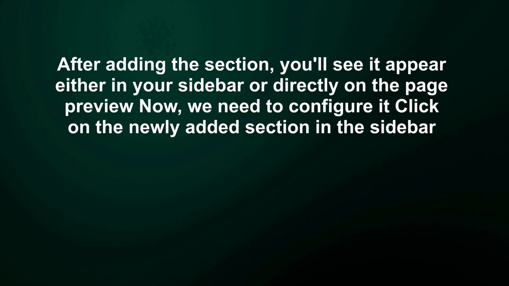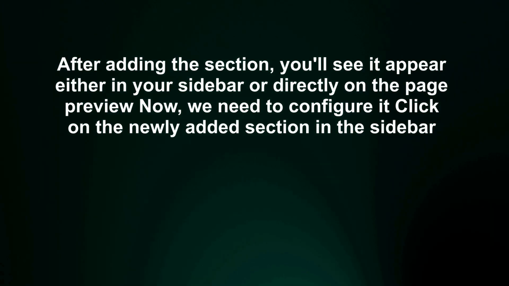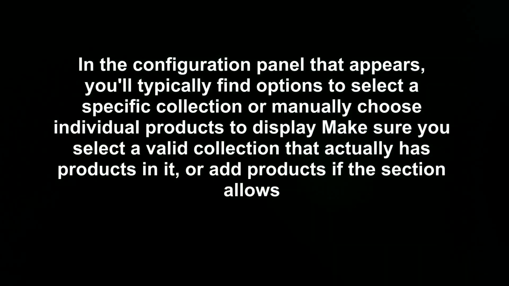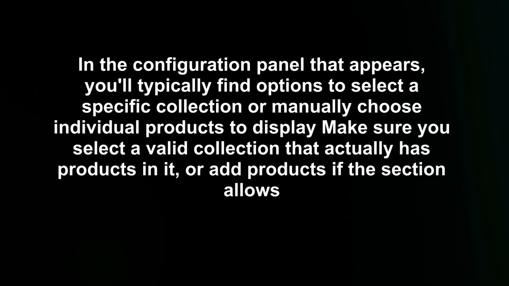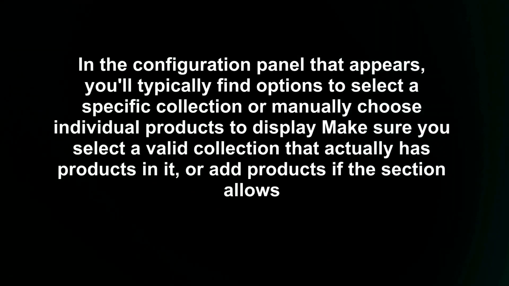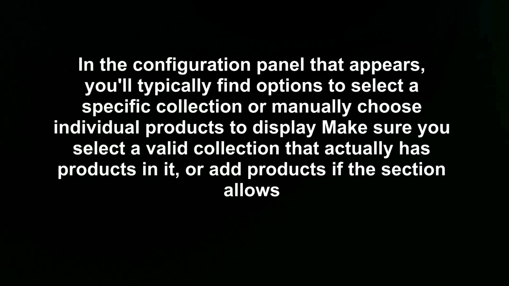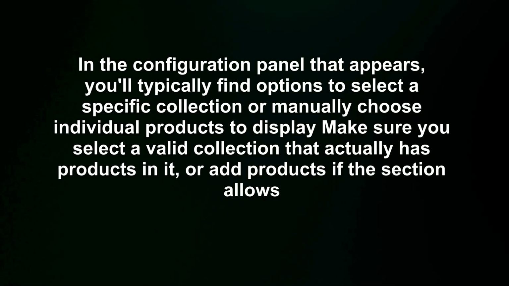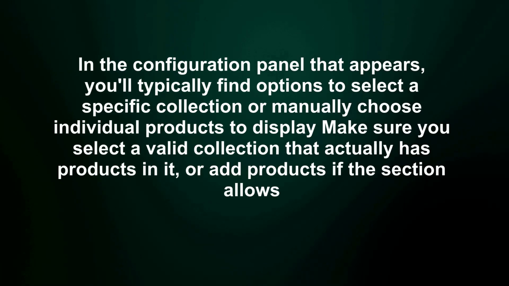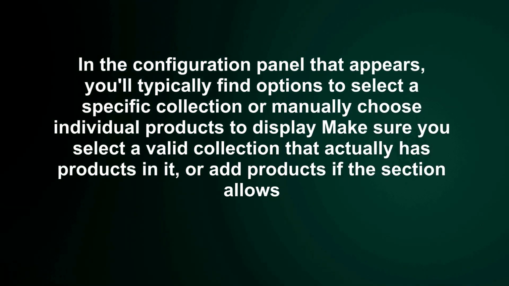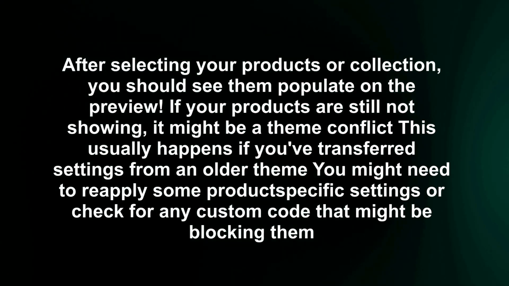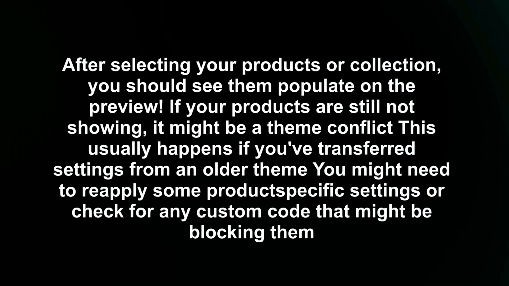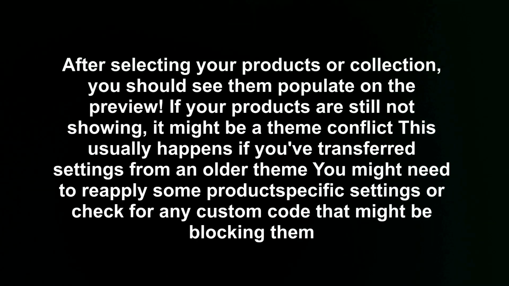Now, we need to configure it. Click on the newly added section in the sidebar. In the configuration panel that appears, you'll typically find options to select a specific collection or manually choose individual products to display. Make sure you select a valid collection that actually has products in it, or add products if the section allows. After selecting your products or collection, you should see them populate on the preview.